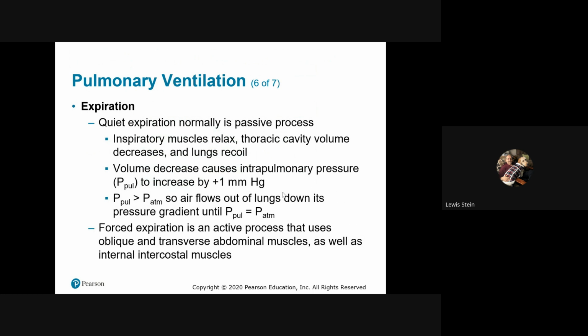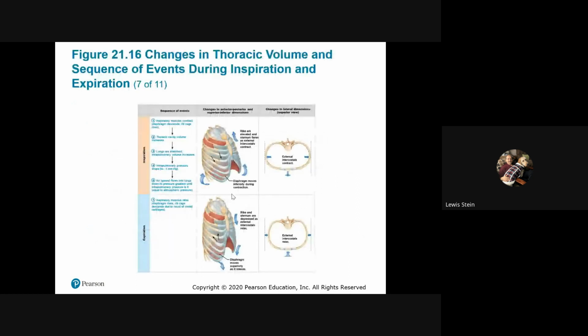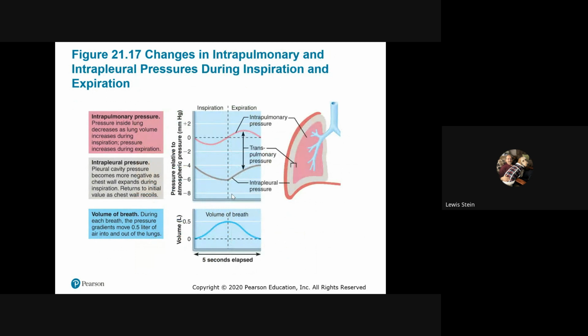Normally you just have to relax, and the elasticity and the muscles going back to normal will cause that change. Basically that'll be the expiration, unless you have to blow out the candles or strain and push. Now you have to use extra muscular activities. And that's really what this is all about.